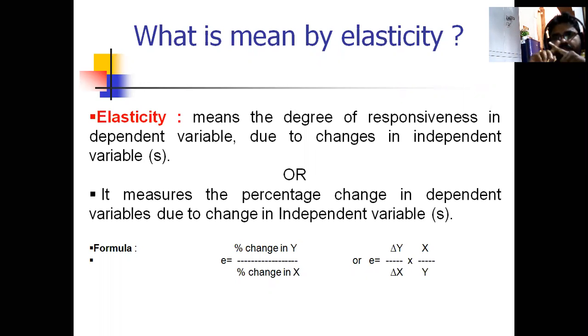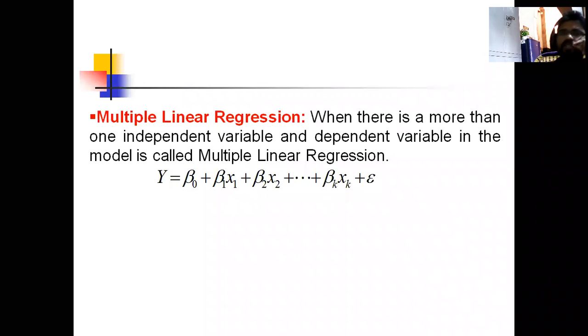Simple, the degree of responsiveness in dependent variable due to changes in independent variable. So here, if you take into account, this is the equation. For example, in the multiple linear regression, this is a dependent variable. These are the independent variables. So elasticity means the degree of responsiveness in dependent variable due to changes in independent variables. That is called elasticity.